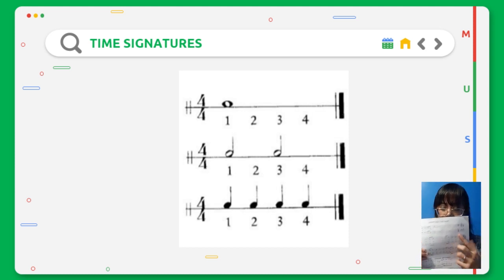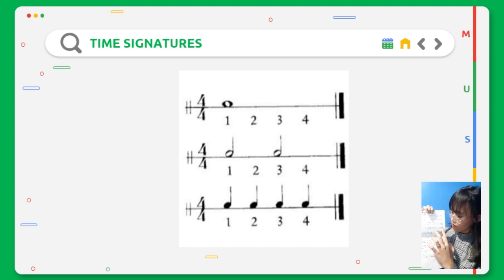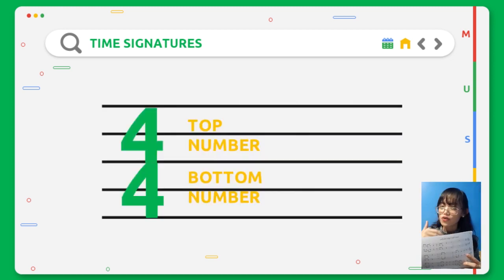So, here in measure 4, it has 4 counts, 4 beats. So, in 4/4, the top number shows how many beats in one measure, and the bottom number shows what kind of note receives 1 beat.